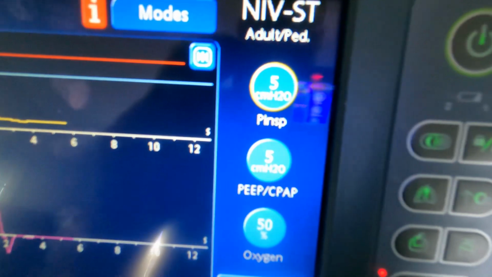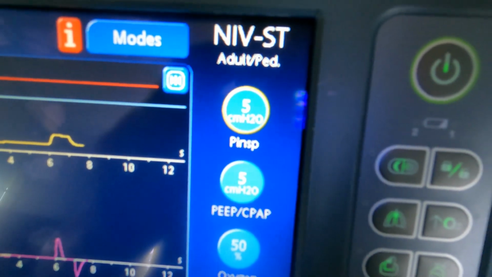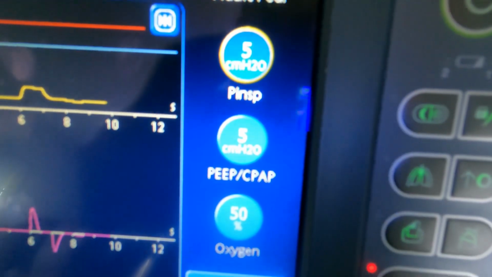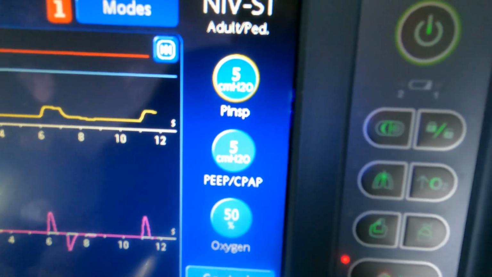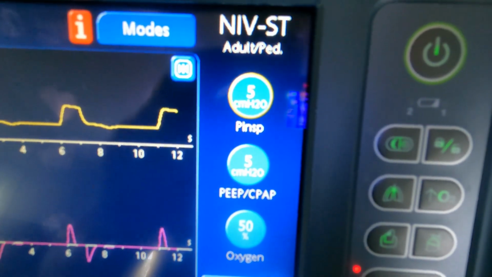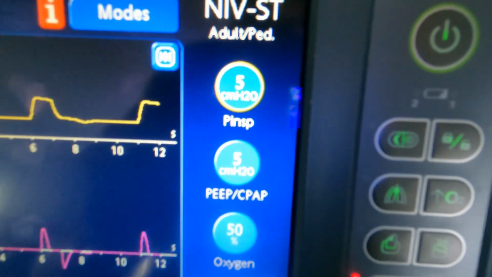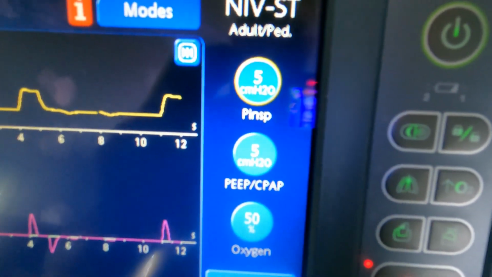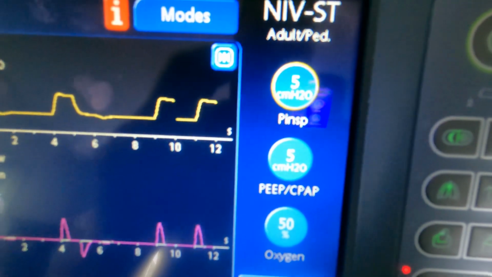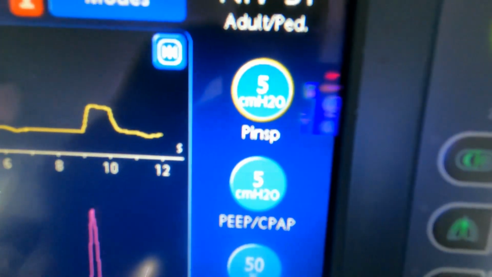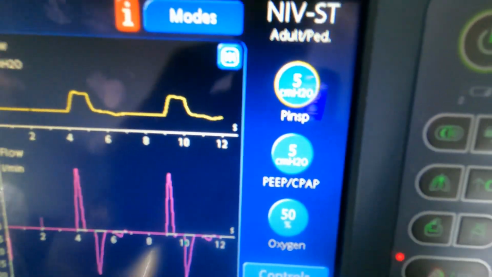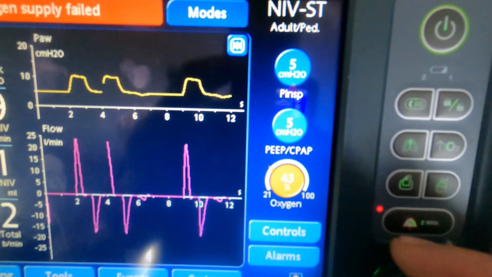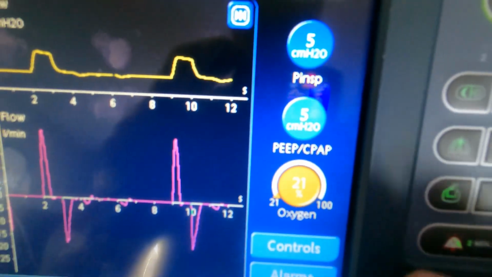So looking at our settings here, remember that our P inspiratory, or our inspiratory pressure, plus our PEEP equals our IPAP. Okay, so our inspiratory positive airway pressure is your inspiratory pressure plus your PEEP. So at our current settings, we are ventilating or providing 10/5. Okay, I know that can cause some confusion. Change my FiO2 here.